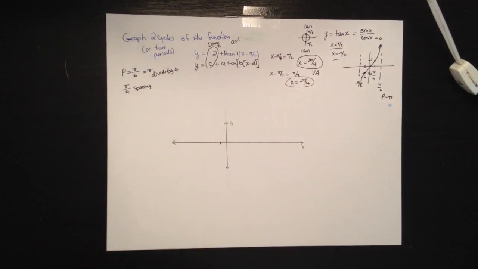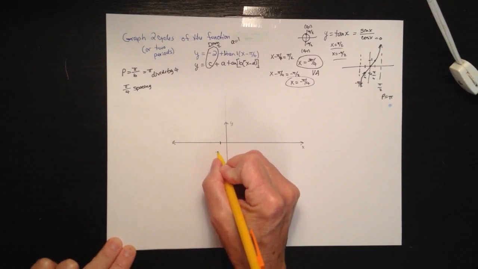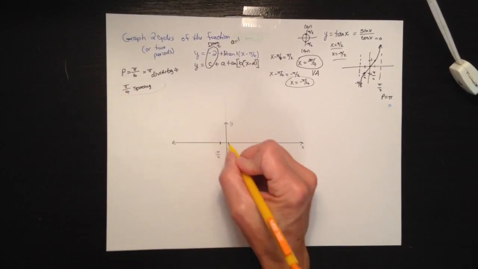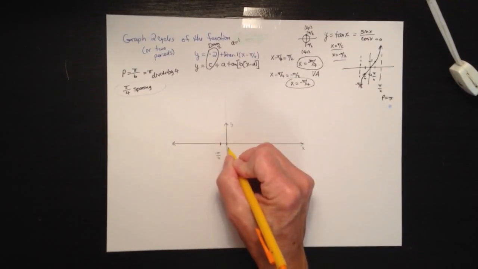I want to switch to pencil because I tend to make some mistakes when I do this. So let me just make sure. This is negative pi over 4. Then my spacing is pi over 4. So I want to add pi over 4, and that's going to land me here at 0. This is my next important place at 0.